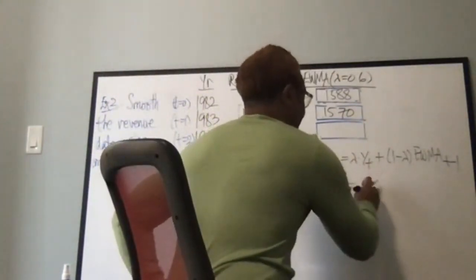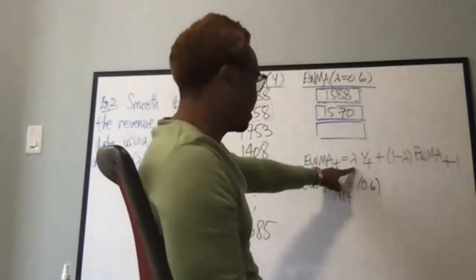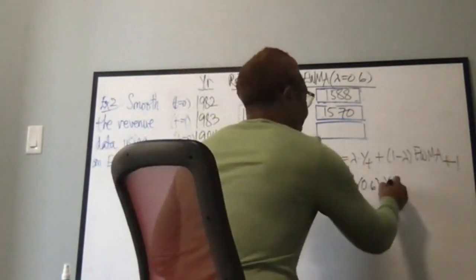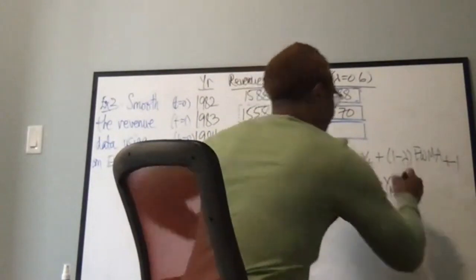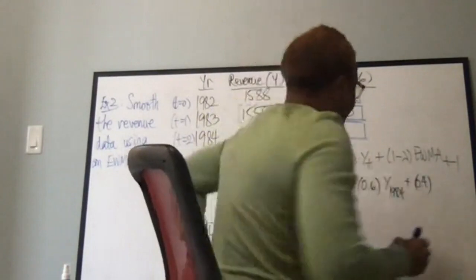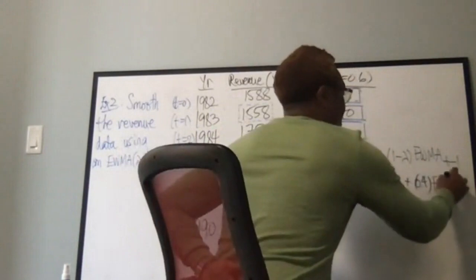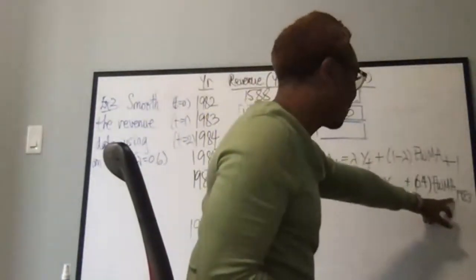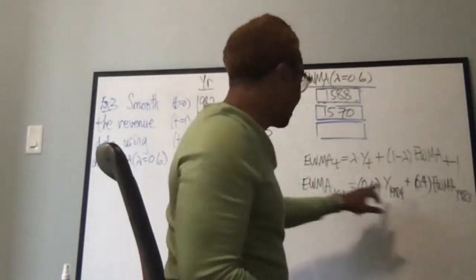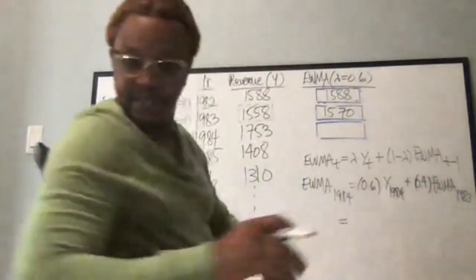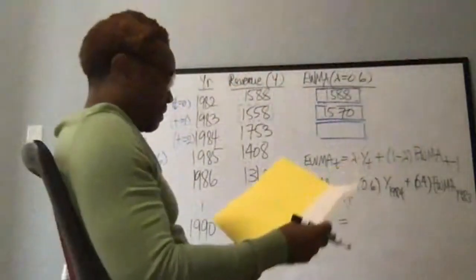0.6. See, our lambda doesn't change. It's always going to be 0.6. Now I have y of 1984 plus 0.4, which is still the 1 minus lambda, times EWMA of what year? 1983. See that? See, this year reference right here is always going to be one less than these year references right here. Okay, equals. So let's see here.